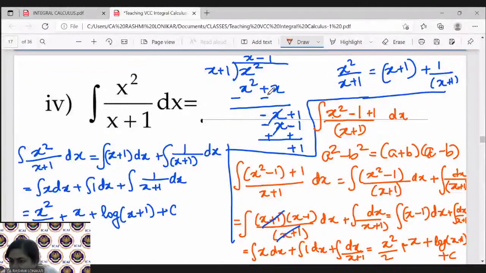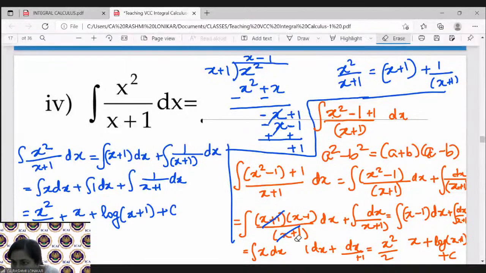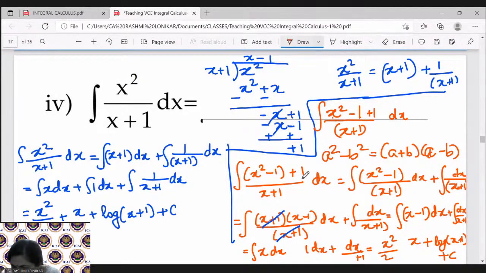Oh no, this is minus only. I don't know why I'm making a mistake with the sign. Okay, so this is minus integral of 1 dx and this is minus x. Only here what had happened is the numerator, this is here.